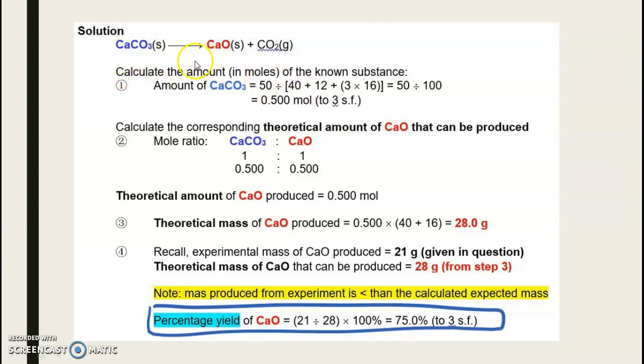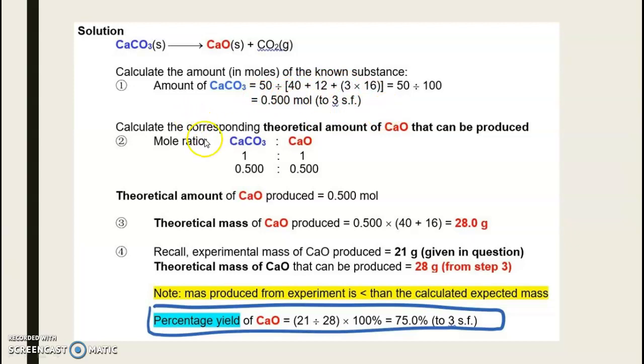Step 1 is to calculate the number of moles, which is the amount of the substance. If you use a triangle, you should know that I'm using mass divided by the molar mass of calcium carbonate, and this is 0.500 mole to 3SF. But take note that for intermediate workings, there's no need to write to 3SF. You always put 4 to 5SF first.